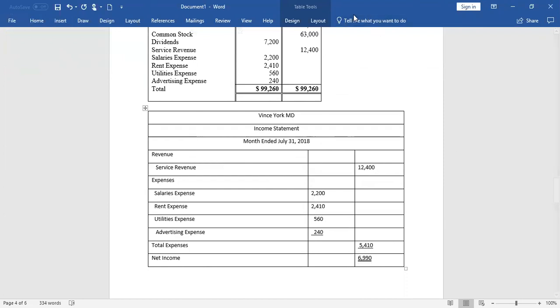So I'll leave that up there a second. Any kind of questions on that? Remember, you don't see unearned revenue on this because it's not a revenue. Not on the income statement. It's a liability. Liabilities belong on the balance sheet.